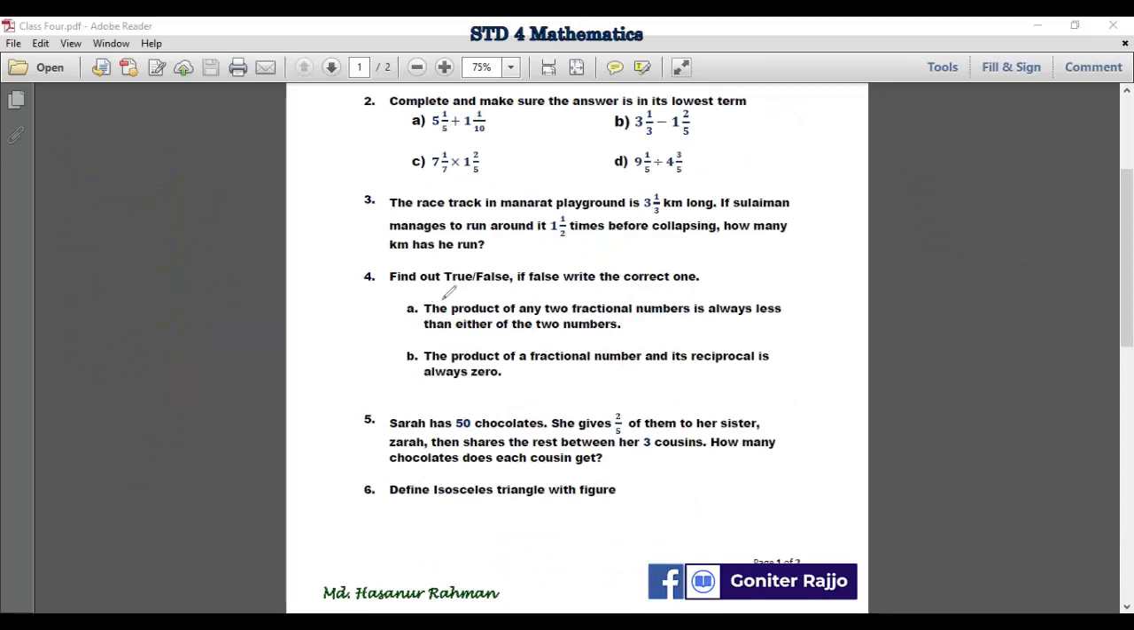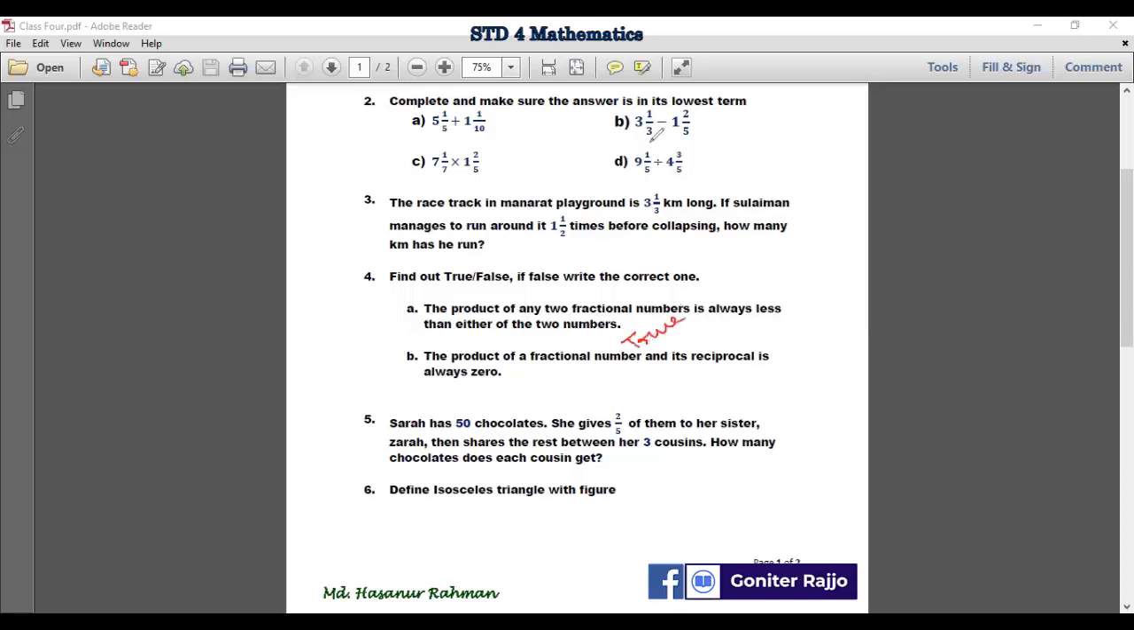Now number 4. Number 4 says, find out true or false. If false, write the correct one. So the first one says, the product of any two fractional numbers is always less than either of the two numbers. Actually, this one is true. So how can you solve this one?